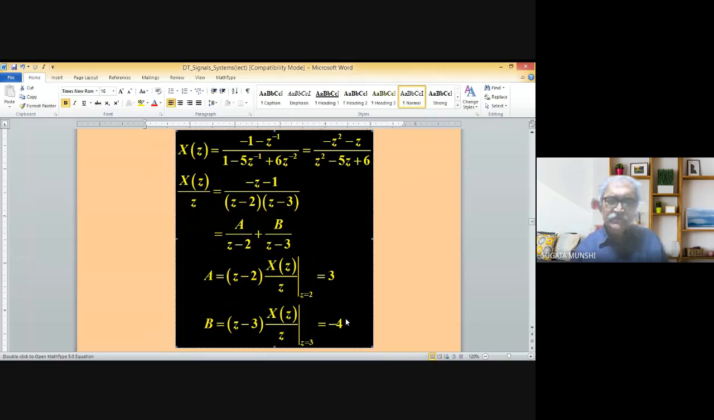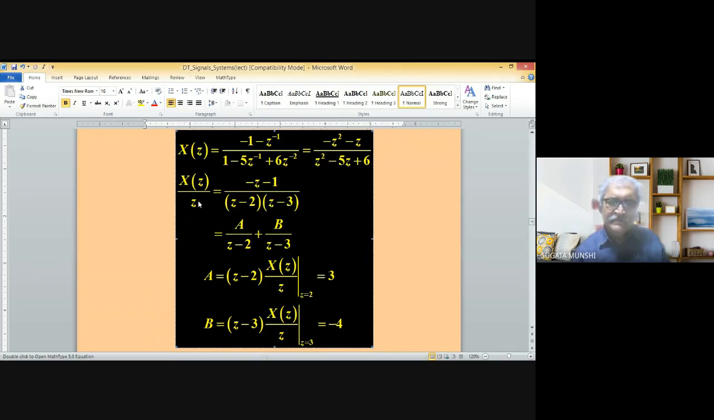So the first duty will be to obtain X(z) by z. If you divide X(z) by z, the numerator will be divided by z, so you'll have minus z minus 1. In the denominator, if you factorize it, you get two first order factors: z minus 2 and z minus 3.